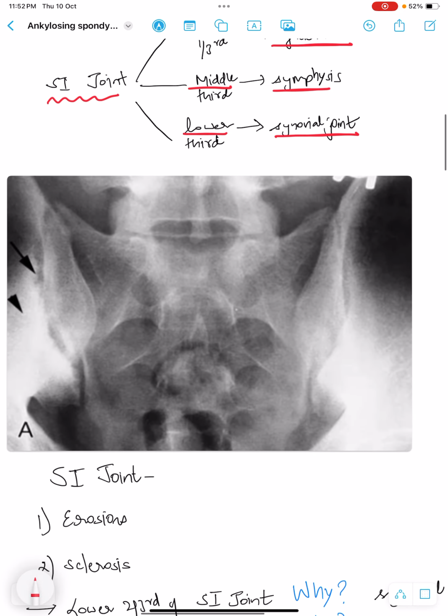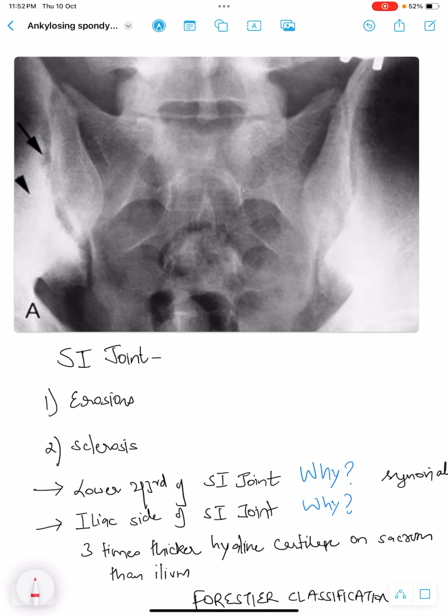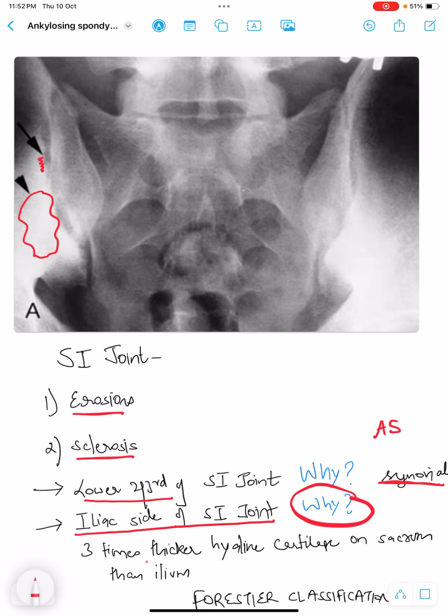So let us see an X-ray of ankylosing spondylitis. Here we can clearly see there are erosions and associated reactive sclerosis. And the lower two-thirds of the SI joint is usually involved. Why? Because it contains the synovial joint, and ankylosing spondylitis, that is the AS, commonly involves the synovial joint. Also, the iliac side of the SI joint is more involved than the sacral side. Why? Because the hyaline cartilage on the sacrum is 3 times thicker than on the ilium side, so it is protected.